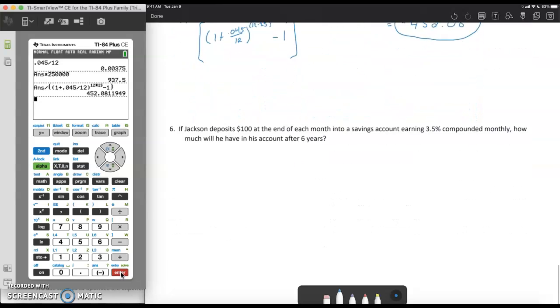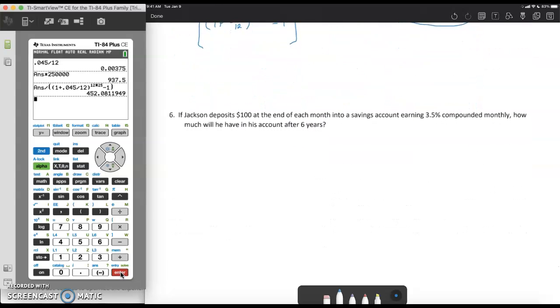Okay, number 6 says, if Jackson deposits $100 at the end of each month. So I immediately notice that this one gives me the big R value. And at the end of each month says that little m is 12. So these things will start sticking out to you the further that you go in these. And into a savings account earning 3.5% interest, so little r is 0.035, compounded also monthly, so again, those things always match with an annuity or a sinking fund. How much will he have in this account after 6 years?